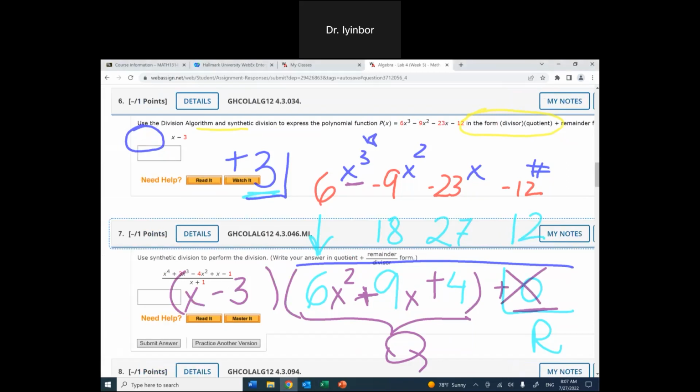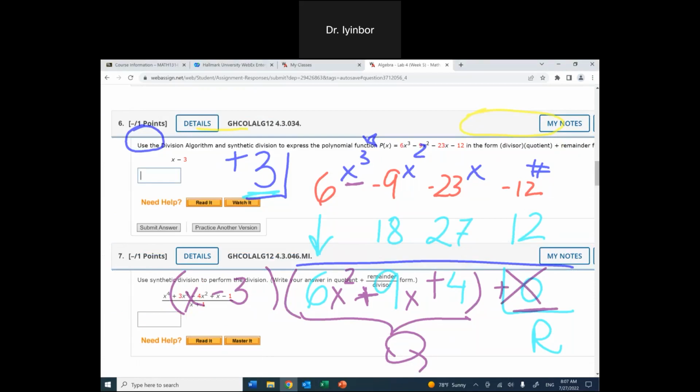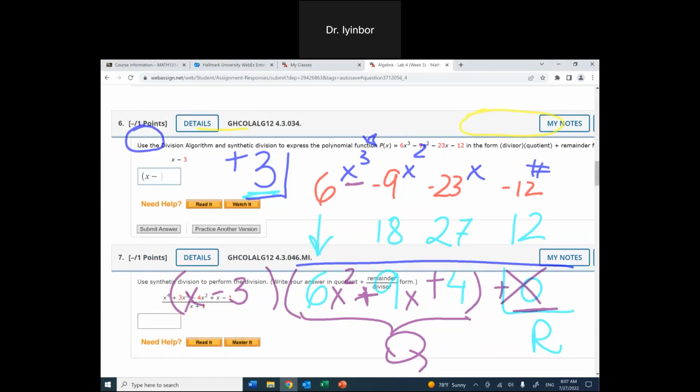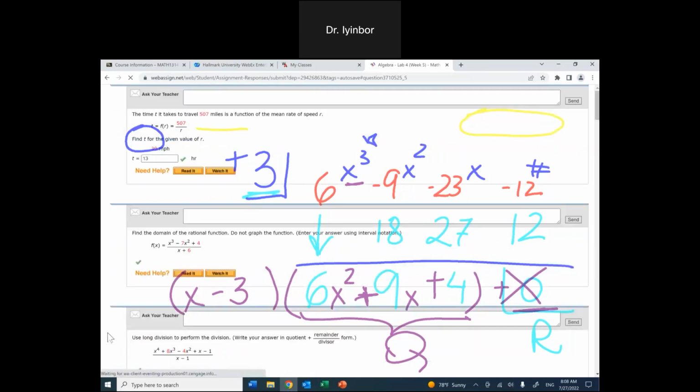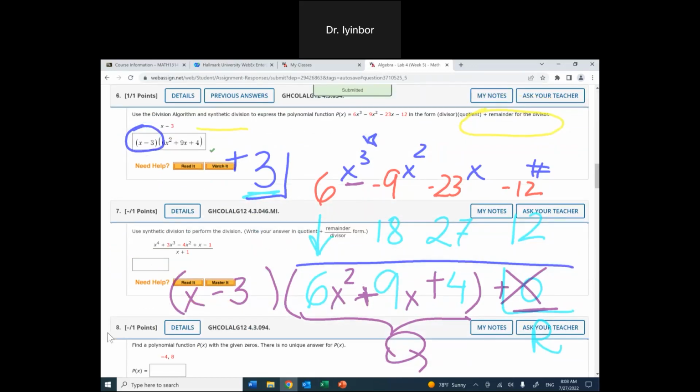So we have parentheses x minus 3, close it, then open again, and you do 6x squared. You need to get down from the square. Then you have plus 9x plus 4. Then you close the parentheses, and you don't put plus 0. And that should be my answer. Okay, there you go. That was the right answer. So that's how you do this one. You always have to read how they want the answer.